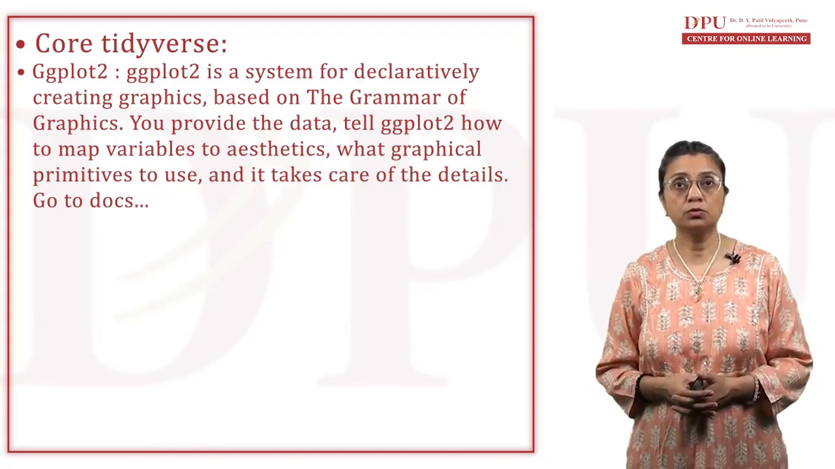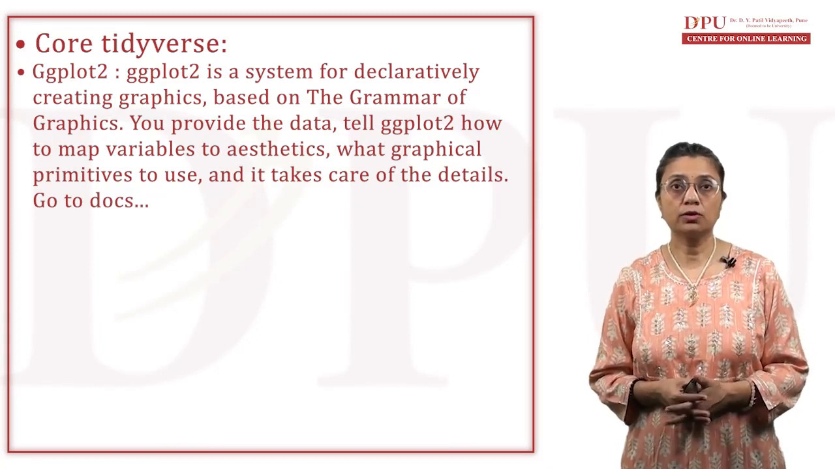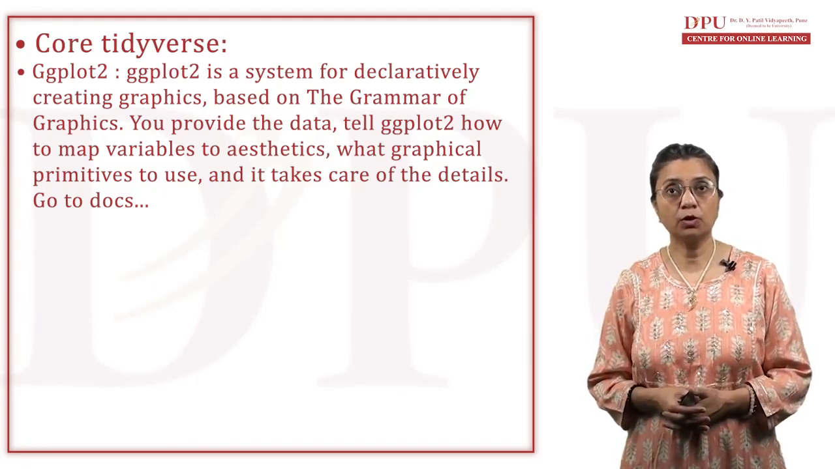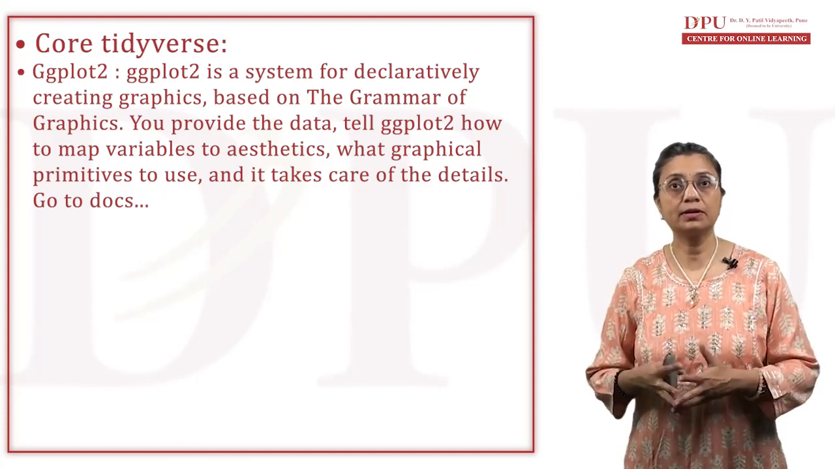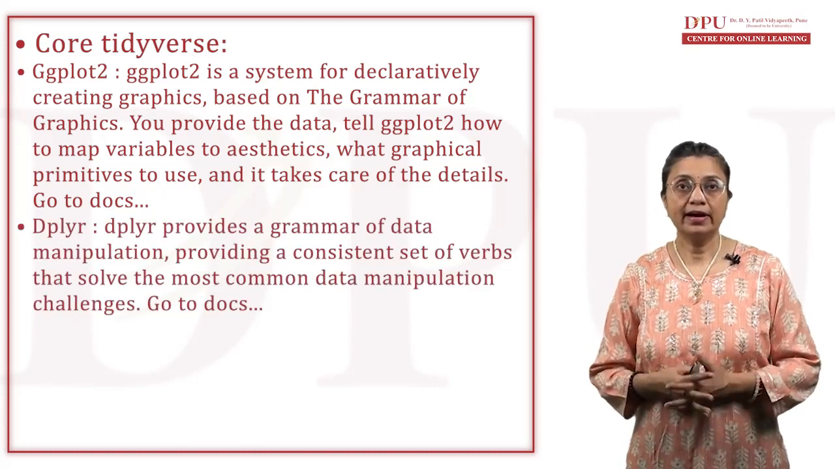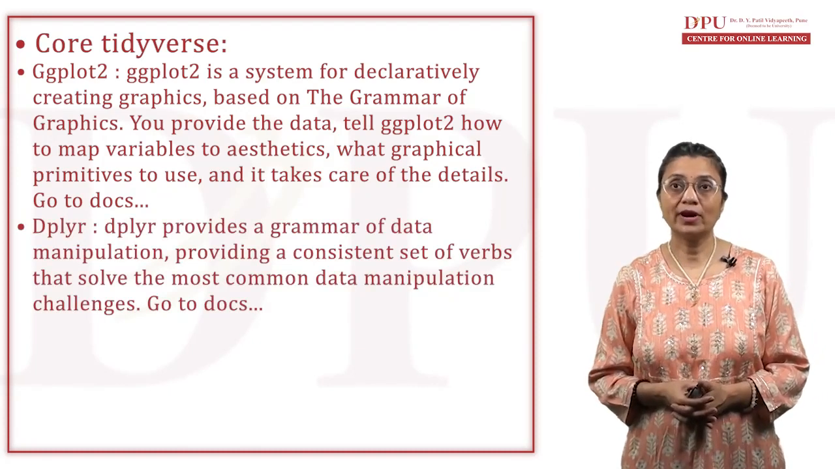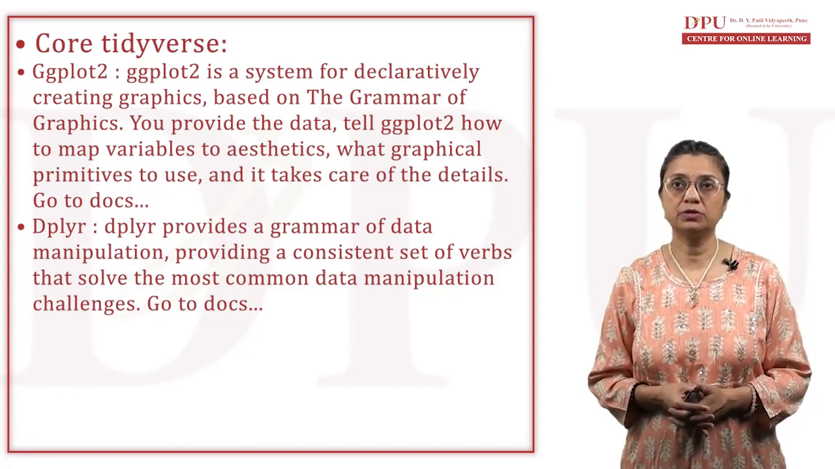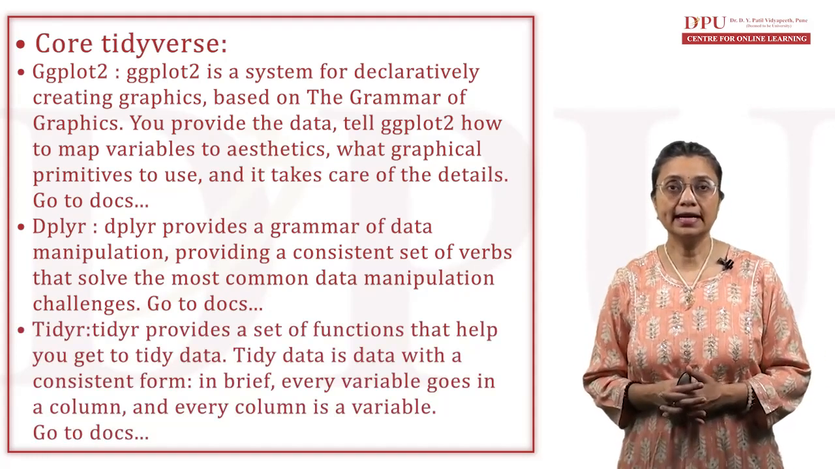ggplot2 is a system for declaratively creating graphics based on the grammar of graphics. You provide the data, tell ggplot2 how to map variables to the aesthetics and what graphical primitives to use, and it takes care of the details. dplyr provides a grammar of data manipulation, providing a consistent set of verbs that solve the most common data manipulation challenges. Next, we have tidyr.